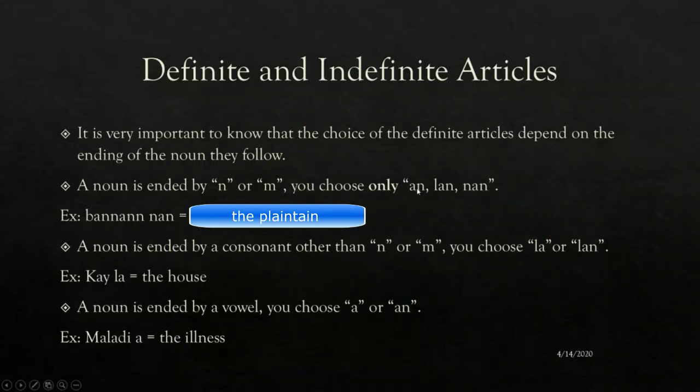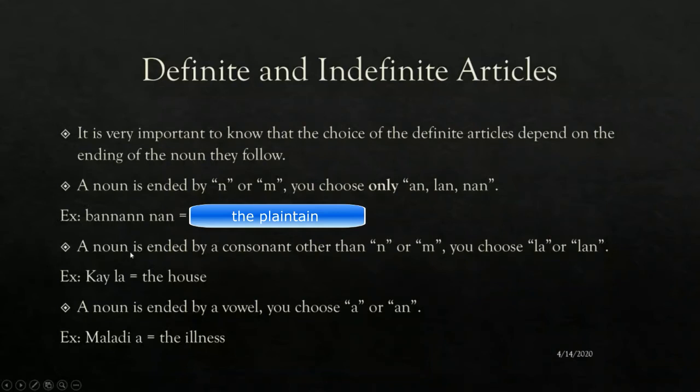But the thing is, if you choose this n, it will create a type of, we call it, liaison. A liaison is when you have a word and you use the sound of the first word and then you kind of bridge it with the next word. Like you see, like a noun is right there, there's a liaison. If we choose this, it will be banana.